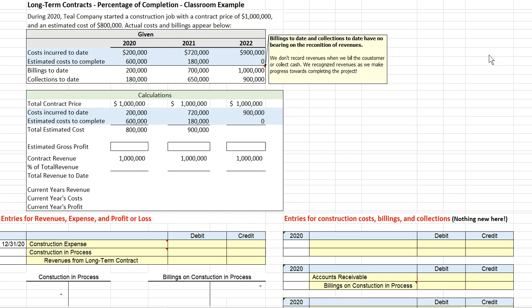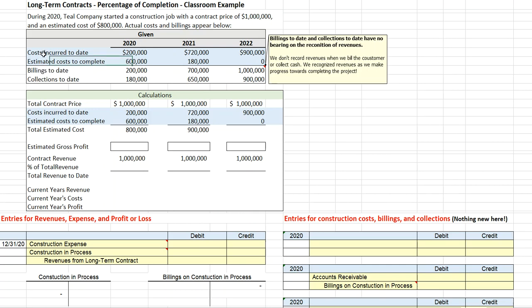In this example, we're going to walk through how to recognize income on a long-term contract using the percentage of completion method. We have long-term contracts when they're for specific customers, in other words, not making inventory for resale, and the term of that contract extends over one accounting period. Let's go ahead and take a look at how we do that.